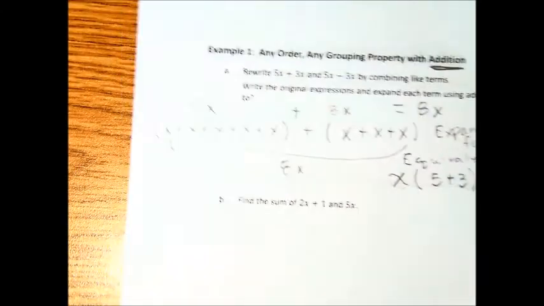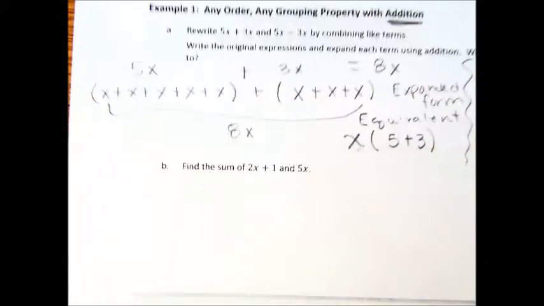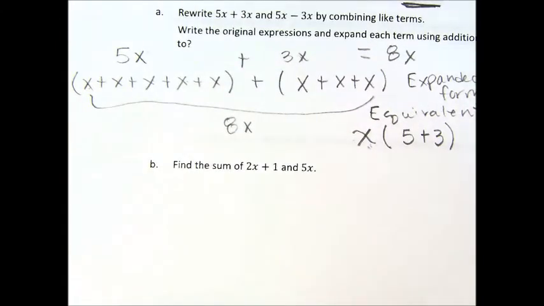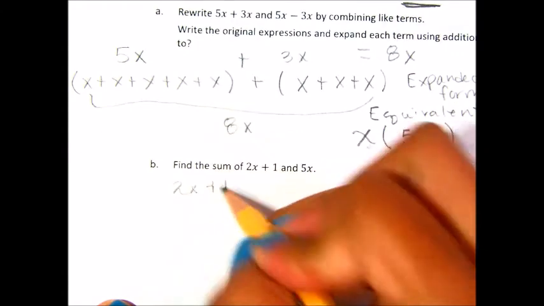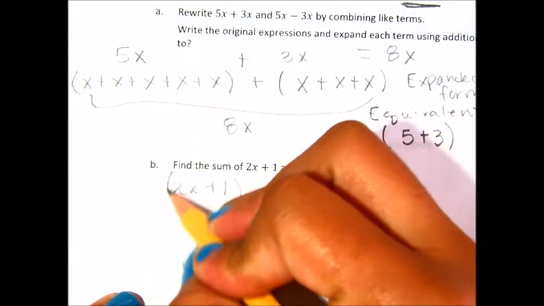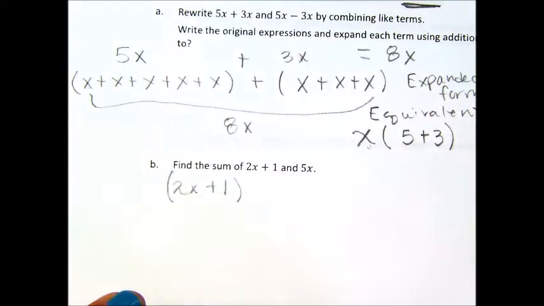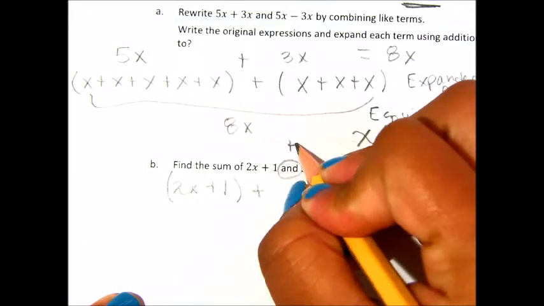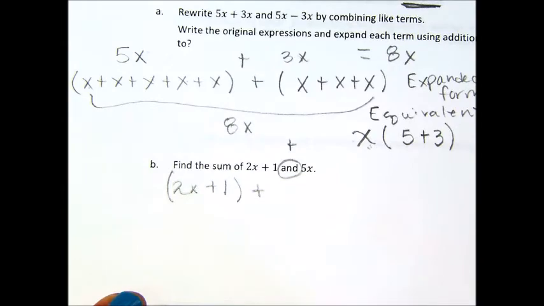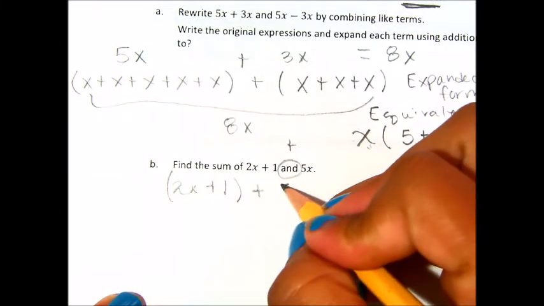Let's move on to example B. Find the sum of 2x plus 1 and 5x. First, let's write the expression. So I'm going to have 2x plus 1. I'm going to put that in parentheses. So that's my first term. It says and. Remember, and is a convention for addition. And 5x.